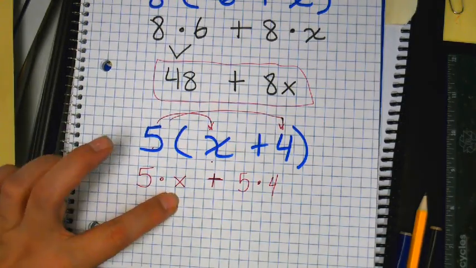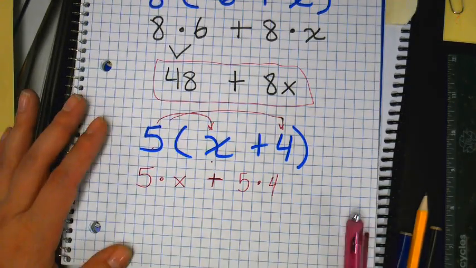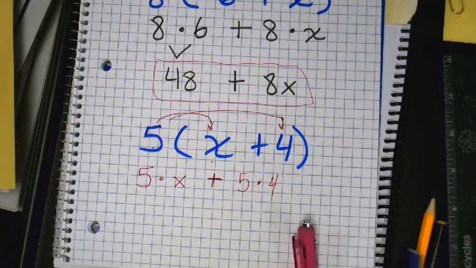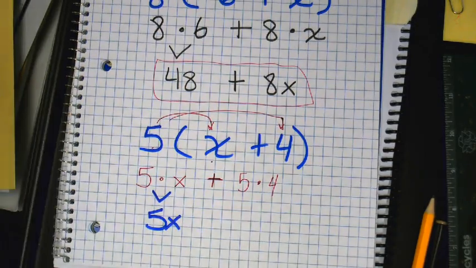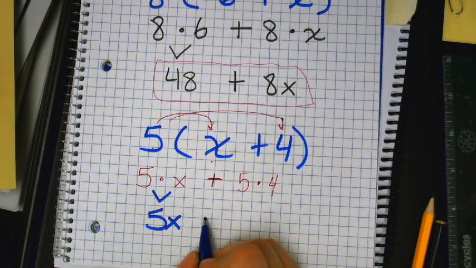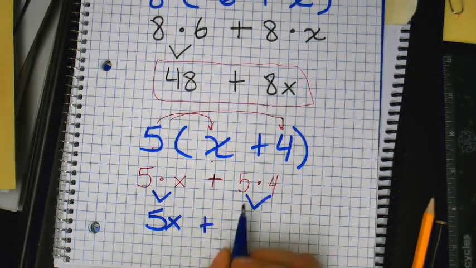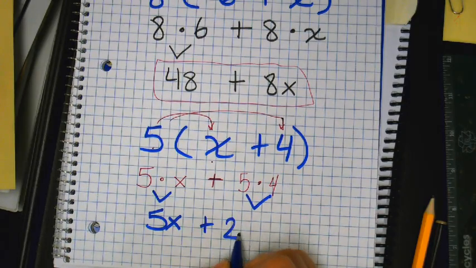What's 5 times x? You just squish them together. There's really no math. Just put them together. Squish them together. That's it. Plus 5 times 4. If you need a multiplication table, have it out. You get 20.